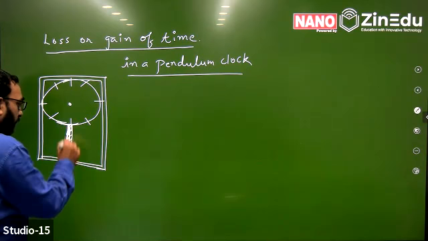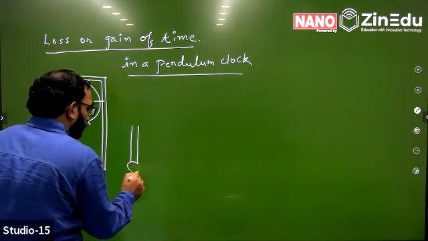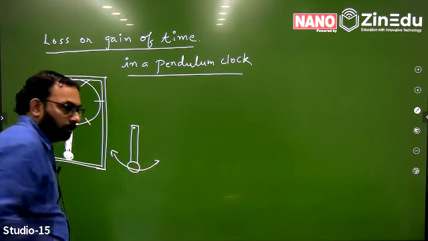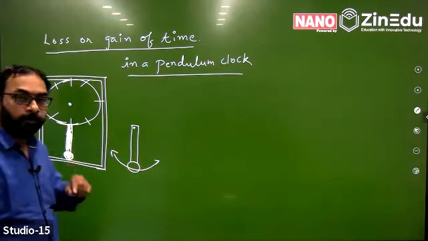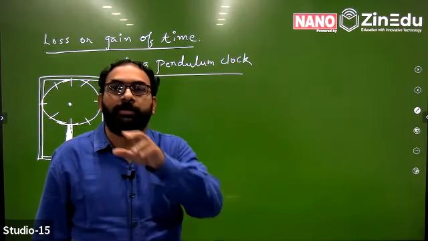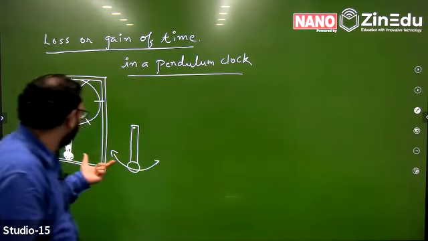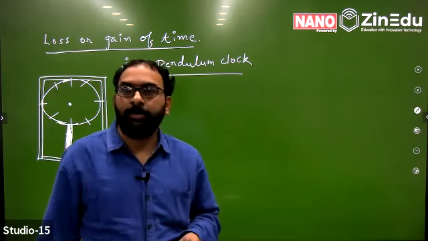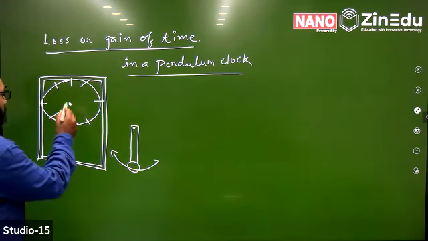This is a pendulum bar or pendulum rod, and as it oscillates, one to and fro motion of this pendulum rod is counted as 1 second. That was the calculation, and like that 60 oscillations make 1 minute. Based on that mechanism, the clock used to run and we used to measure the time.